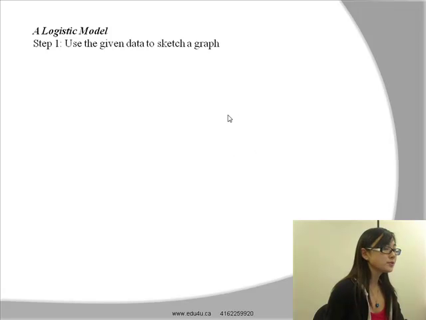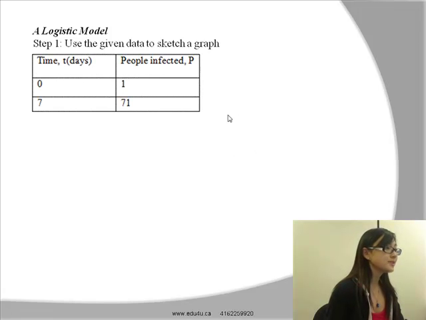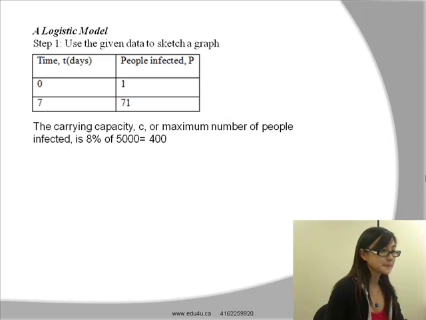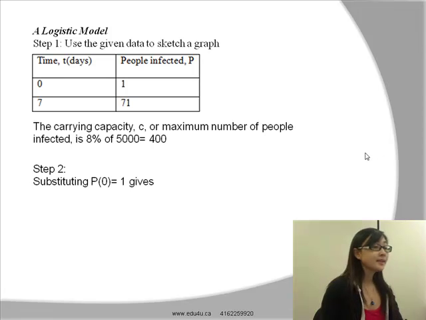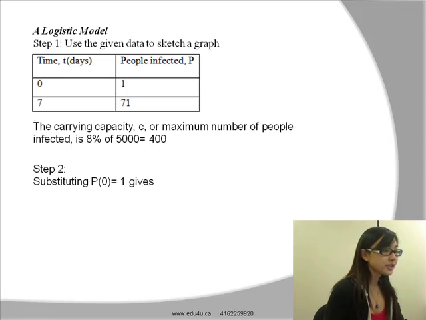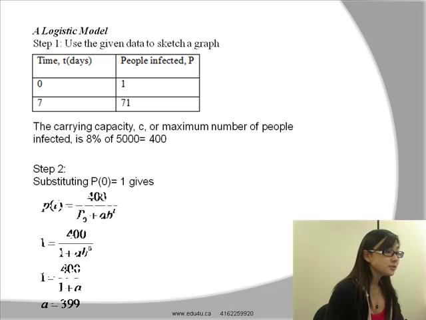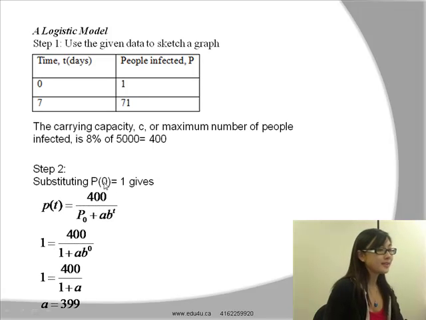Last, we have the logistic model. In step 1, we have to once again state our givens. So at day 0, we had 1 person infected, and a week later, we have 71 people in total. Now we have to try to figure out our equation.